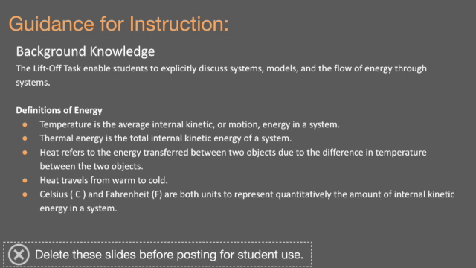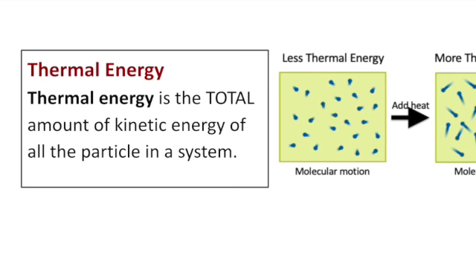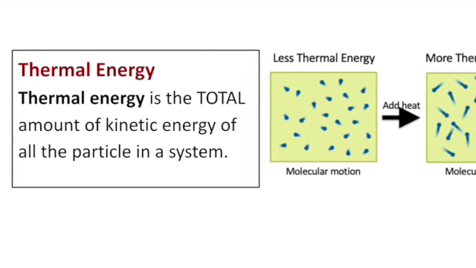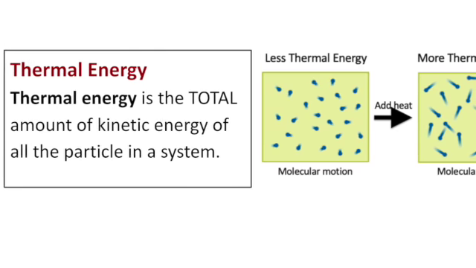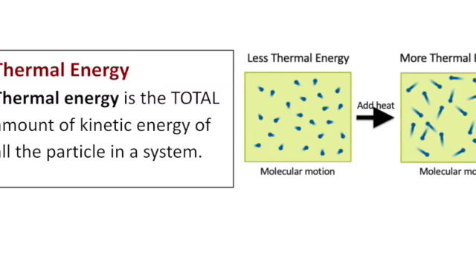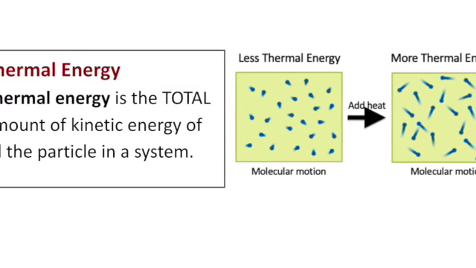Especially important, yet confusing, are the differences between temperature, thermal energy, and heat. It's helpful to remember that when we talk about temperature, thermal energy, and heat, we're really just talking about the movement of particles of matter. Thermal energy is just the total amount of kinetic energy in a system. Kinetic energy is the energy of movement.